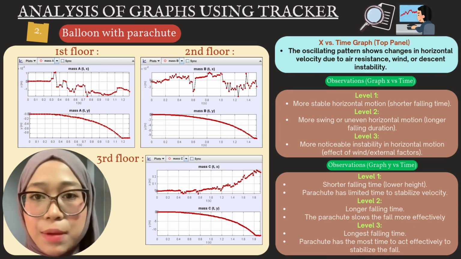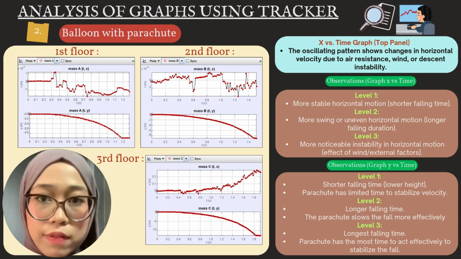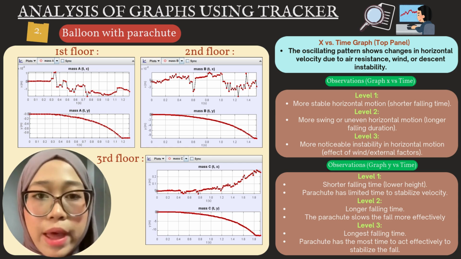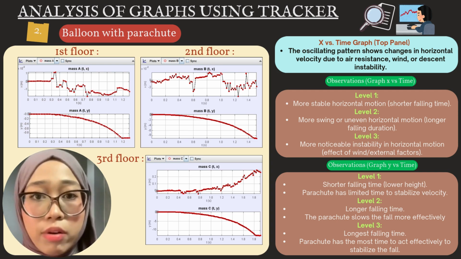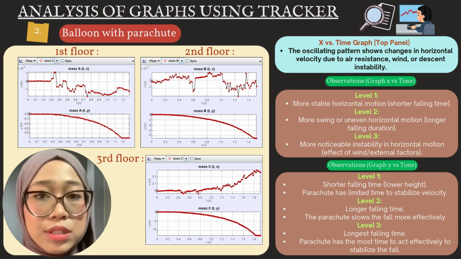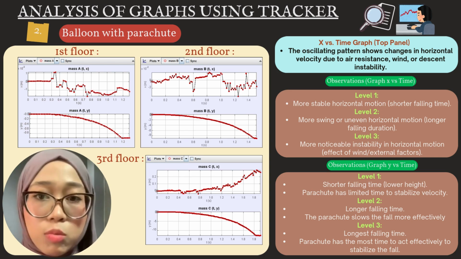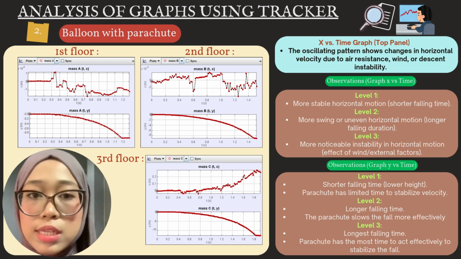So next, for the second part, balloon with parachute, as we can see from the top panel, X versus time graph, this oscillating pattern shows the changes in horizontal velocity due to air resistance, wind, or design instability. Based on the observations from the X versus time graph, at level 1, we can see more stable horizontal motion due to the shorter falling time. At level 2, there was more swing or uneven horizontal motion due to the longer falling duration. At level 3, there was more noticeable instability in horizontal motion due to the effect of wind or external factors.